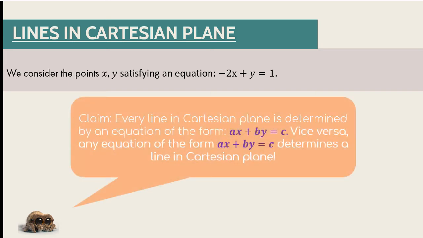And generally, we have a very important claim. Every line in the Cartesian plane is determined by an equation of the form ax + by = c. Vice versa, any equation of the form ax + by = c determines a line in the Cartesian plane. So it means that if I have a line, then I can find its equation. And if you give me an equation, I can generate a line.